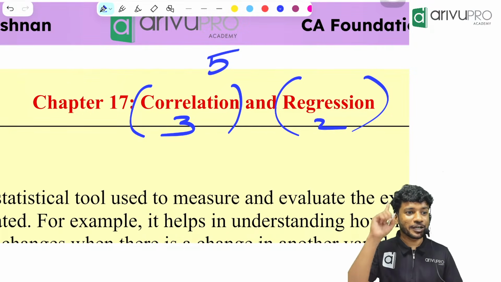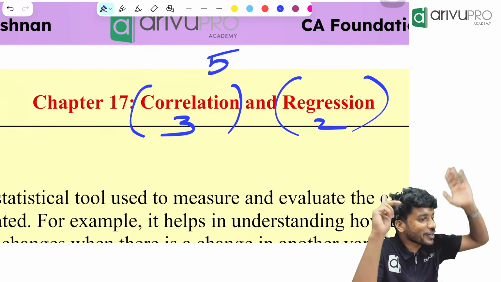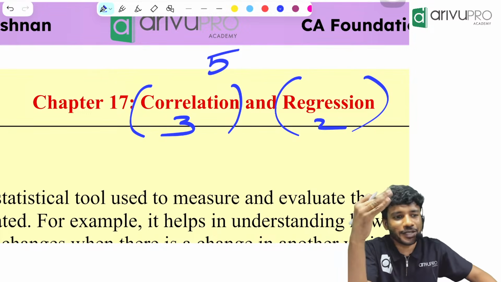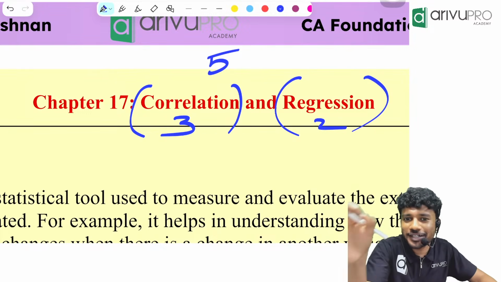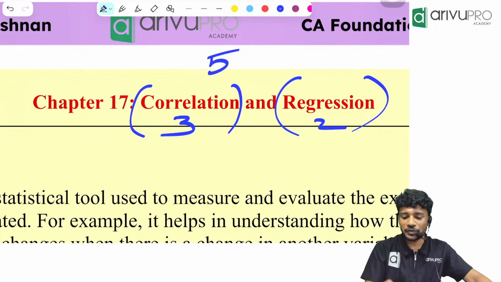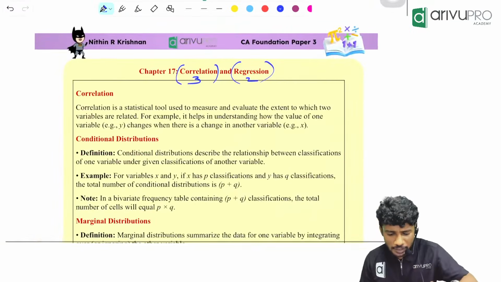No, I told you only measures of central tendency are affected by origin. Rest of it in the future, whatever we are going to learn, none of them are affected by origin. We will come back to that, but I just want to spoil it because that is one of the most repeated questions in our examination. Now, 5 marks is there, 3 from correlation and 2 from regression.